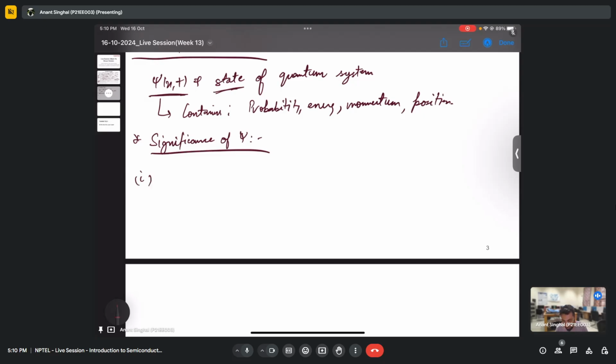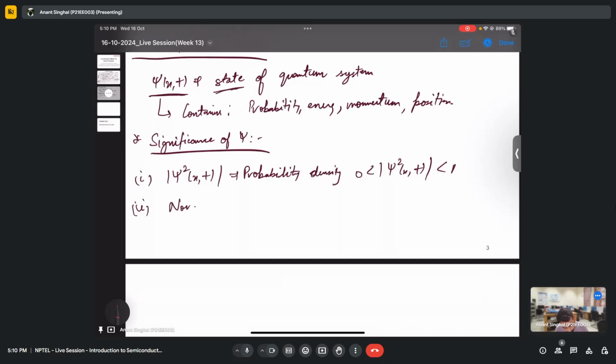The first was the probability amplitude, which we in general denote by psi square x comma t, and this gives out the probability density, that is, whether an electron is there or not. Since it is psi square x comma t, this always falls between 0 and 1. The second thing is normalization. In a complete region of existence, if I talk about the whole region, the sum of the probability should always be equal to, sorry, not 0, but 1.